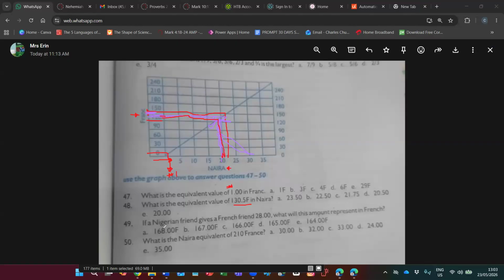If a Nigerian friend gives a French friend 28 naira, what will this amount represent in francs, or in French amount? So we'll go and look for 28. It's naira, I'm supposing. 28 should be somewhere close to 30, right? In naira, right?